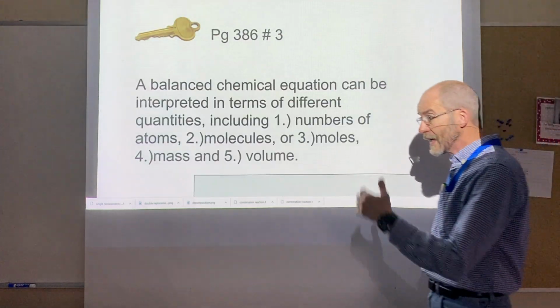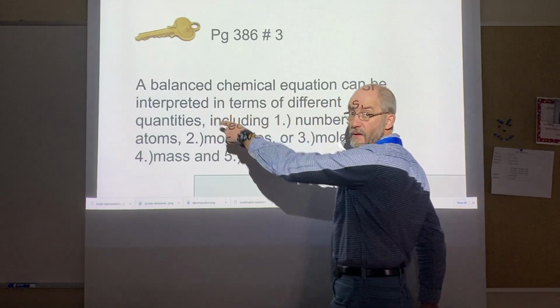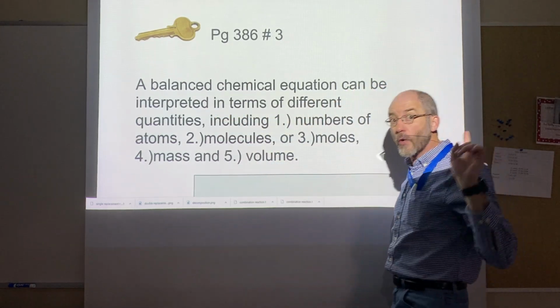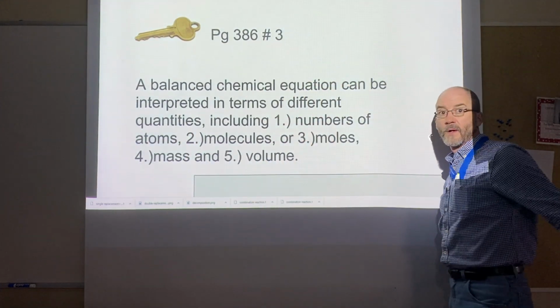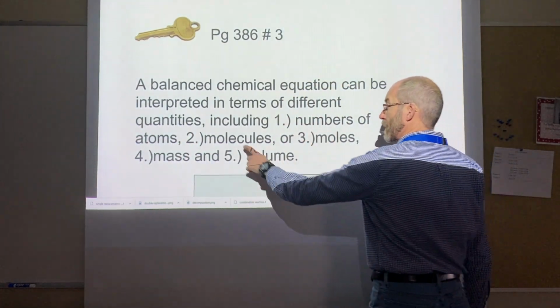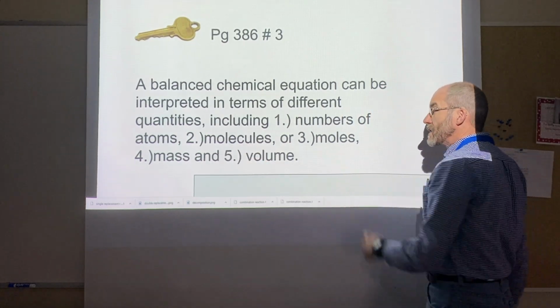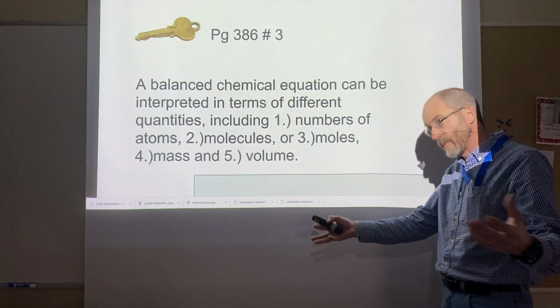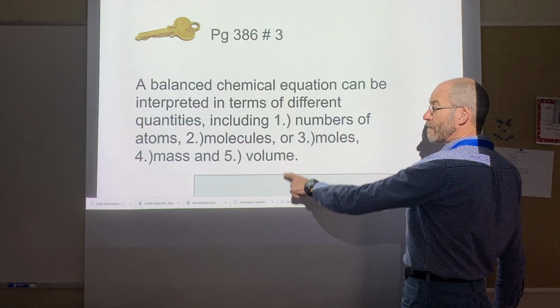So, a balanced chemical equation can be interpreted in terms of different quantities, including, number 1, the number of atoms. Number 2, molecules. So what am I really saying? How many do you have? Number 3, moles. Well, what am I really saying? How many do you have? Number 4, mass. And number 5, volume.